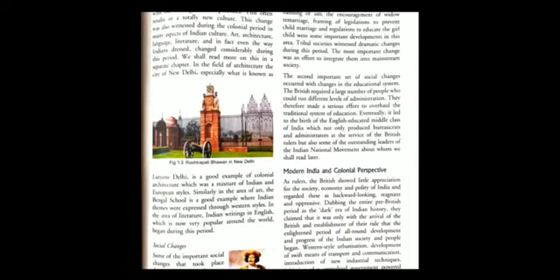The second important set of social changes occurred with changes in the educational system. The British started promoting English education and neglecting vernacular education because they wanted to produce bureaucrats and administrators at the service of the British rulers, and that was possible only if they got English education. So slowly, middle class people started taking English education.